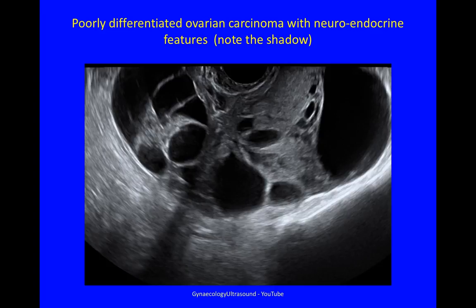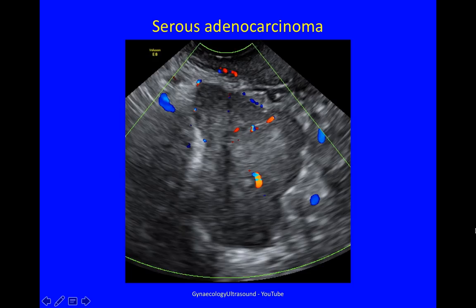This lesion is irregular, multilocular solid with shadowing. So you can see there is more than 1 locule, so it's multilocular. There's also solid material, so it's multilocular solid with some shadowing.